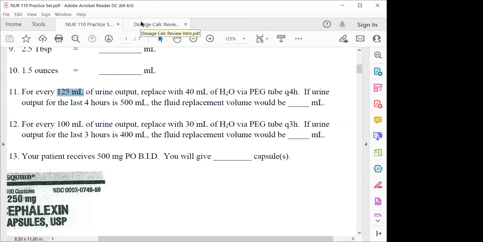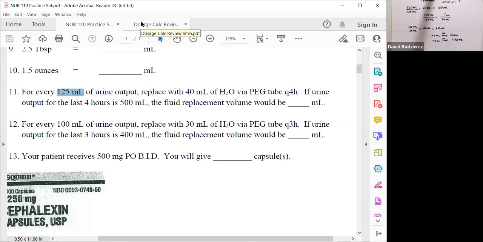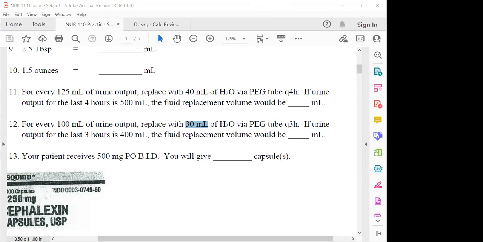You're going to put the 100 under the 400 because the 400 was the actual output. The 100 is the original output. Like for every 100 milliliters lost, and then you're just going to multiply by the replacement volume, 30. So go ahead and then tell me what you get. 120.